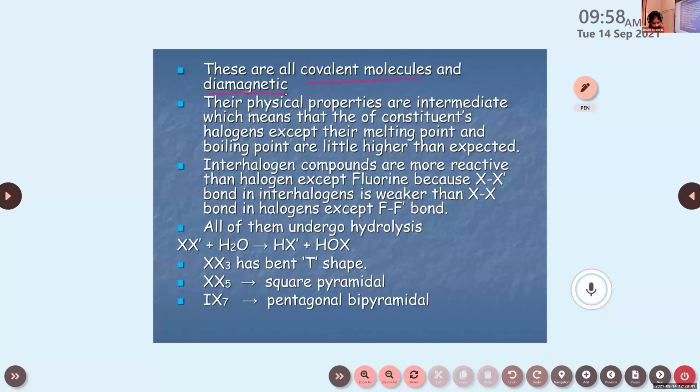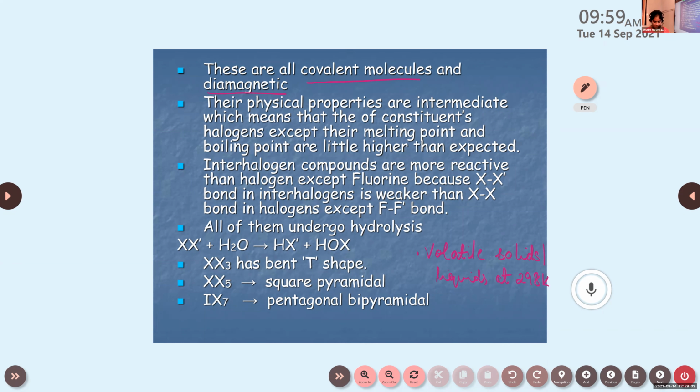Then they are volatile solids or liquids. Volatile means they can be converted easily into vapors. Volatile solids or liquids at 298 Kelvin.